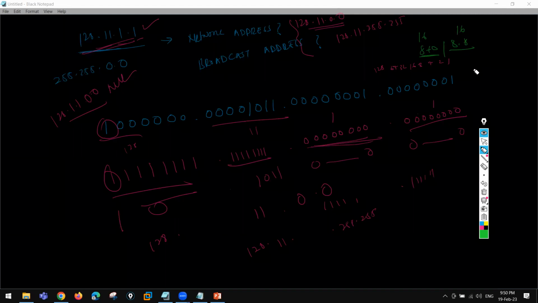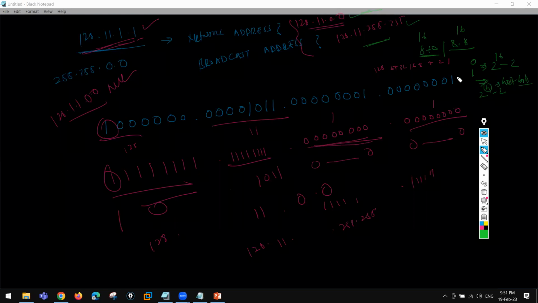So what would be the number of hosts available? Combination of 0 and 1, so two possible values per bit. What could be the number of host IPs? 2 raised to the power 16. But two of these IPs can't be used: one is the network address and the other is the broadcast address. So the usable number of IPs would be 2 to the power 16 minus 2, or 2 to the power n minus 2, where n is your host bits. Okay, so this is the scenario.